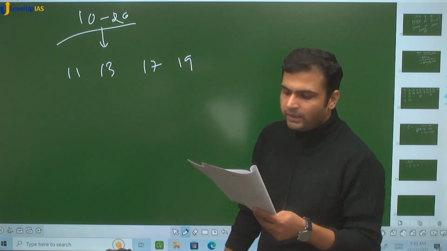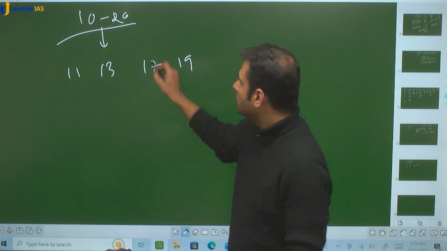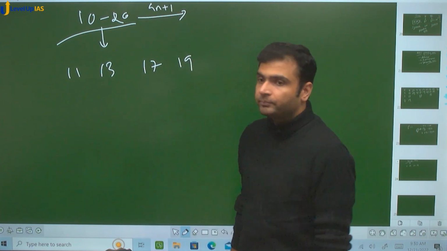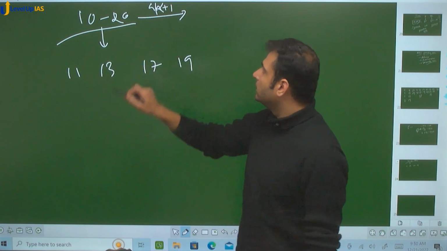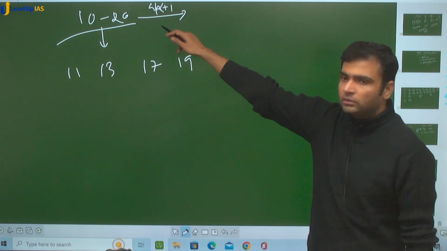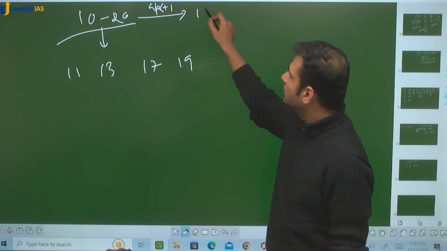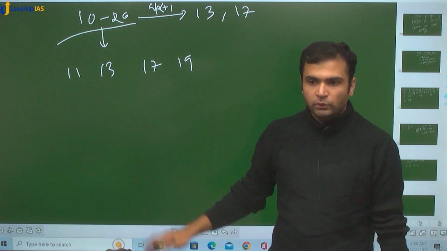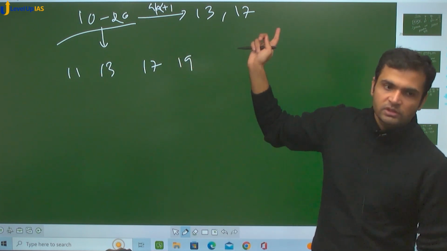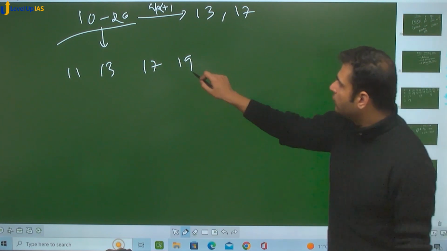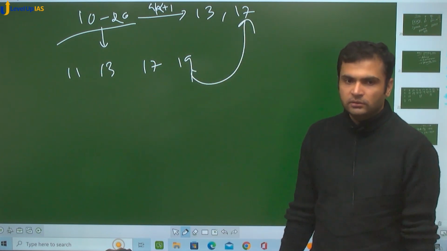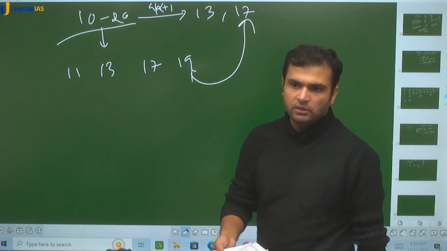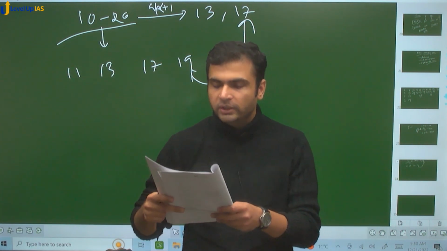Now statement 2 देखो, n leaves remainder 1 when divided by 4. Basically numbers of the type 4k plus 1. So 12 plus 1 is 13, 16 plus 1 is 17. Only two options are there, but two are there, no unique. So statement 2 alone is not sufficient to find out the answer uniquely. But if you combine both the data, do we get a unique answer? No. 13 and 17 are there in both the cases. So still there is no unique answer. The answer is D. Together not sufficient.